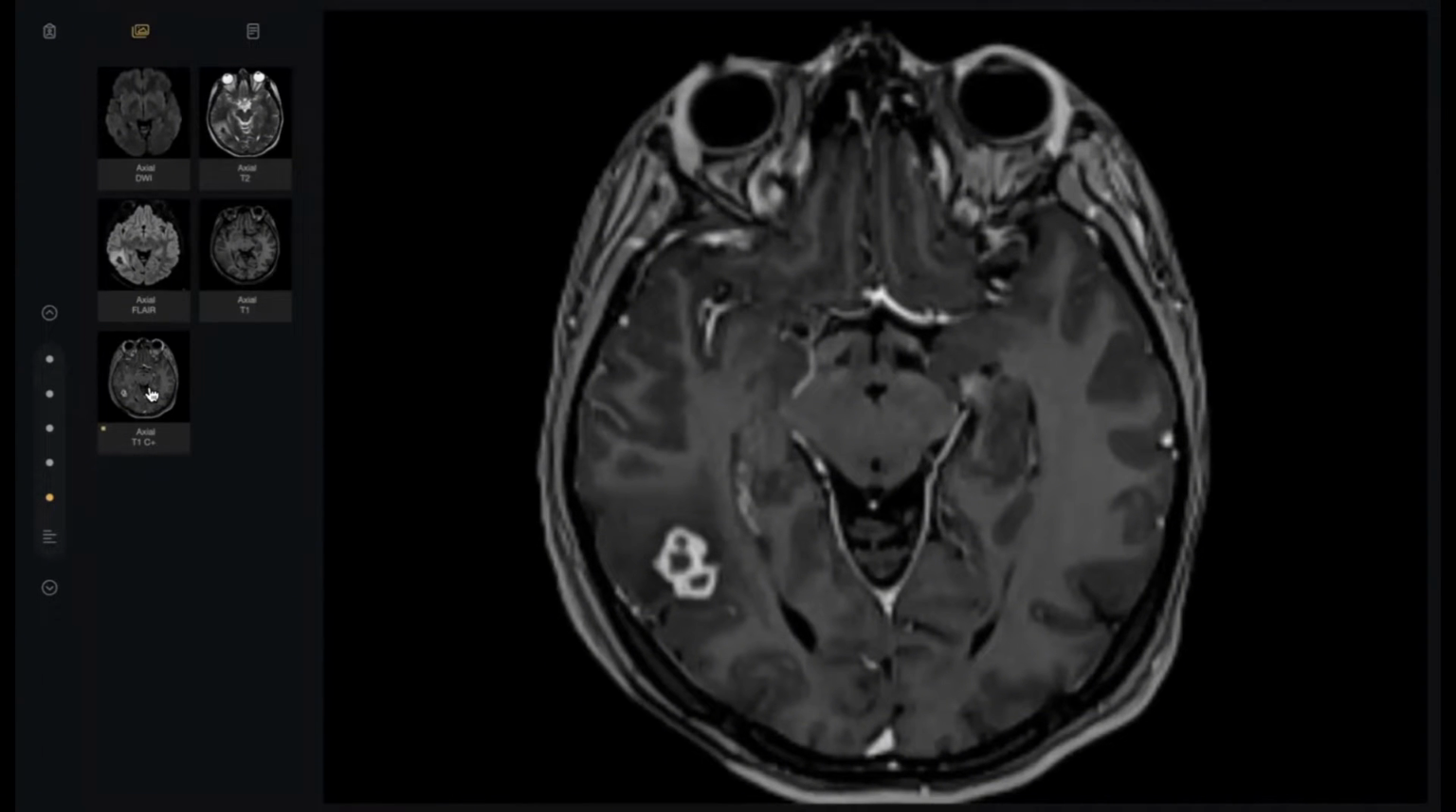Okay, what else? What is the location of this lesion? Sir, it is in the parieto-temporal region. No, I'm not asking which lobe, what is the exact location? Sir, subcortical white matter. The gray-white matter junction. Very excellent.